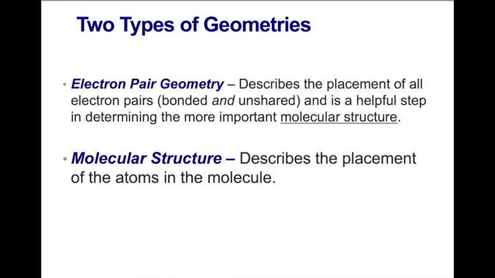So there are 2 types of geometries we want to consider as we are marching forward to figure out what the molecular structure is. And the first one is the electron pair geometry. So this is looking at all the electrons that are around that central atom, whether they're bonded or whether they're shared, and then figure out, all right, what's the geometry of just all the electrons? Then we focus in on where the atoms are, and we figure out the molecular structure. What is the final structure geometry of all the atoms in the molecule?